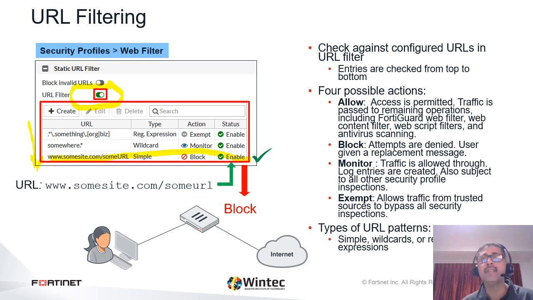Now this type means that the match must be exact. There is no option for partial match with this pattern. Also, the action is set to block, wherein attempts are denied. User is given a replacement message. It could be an allow. Access is permitted. Traffic is passed to remaining operations, including FortiGuard web filter. It's like an open thing. Monitor. Traffic is allowed, though log entries are created, also subject to other security profiles and inspections. Exempt. Allow traffic from trusted sources to bypass all security inspections.